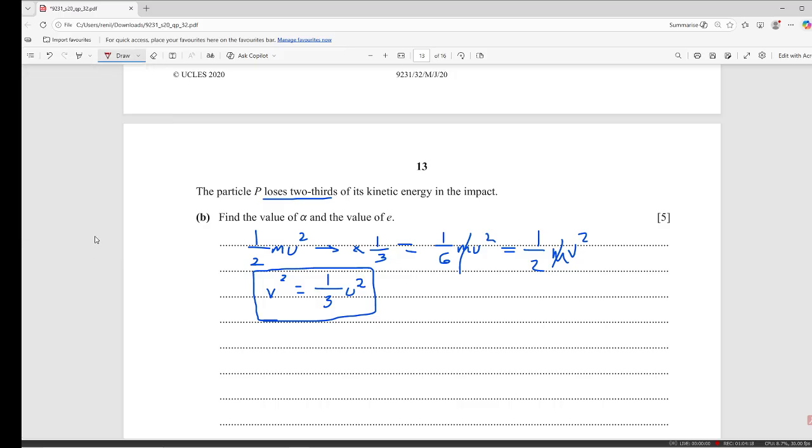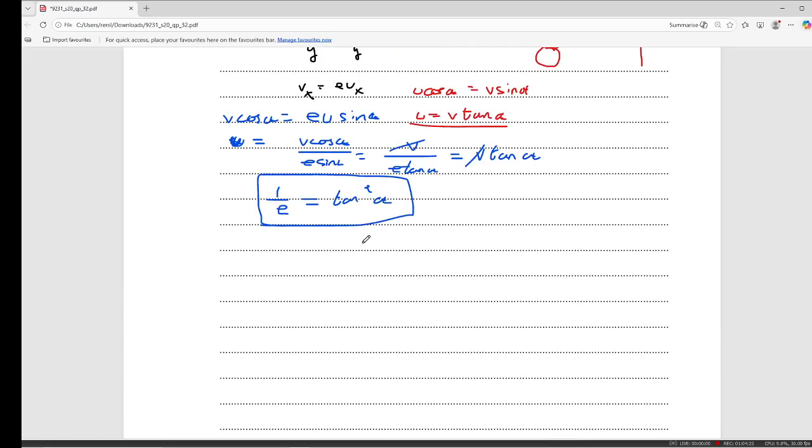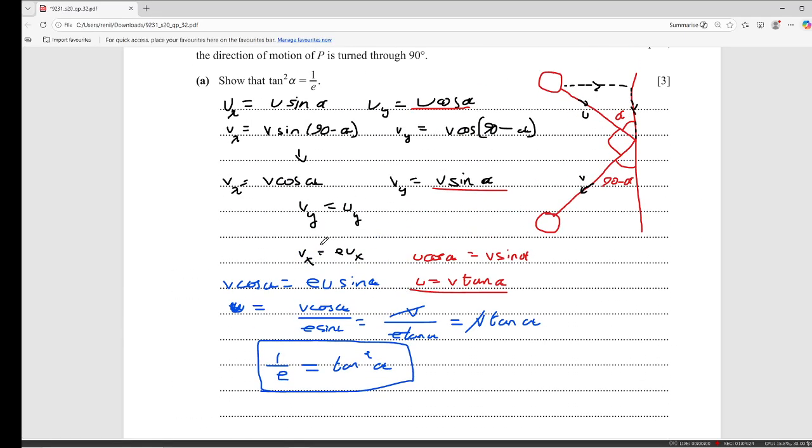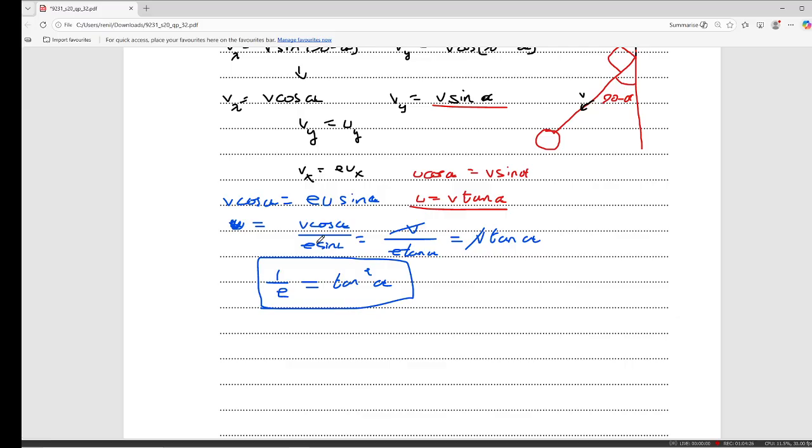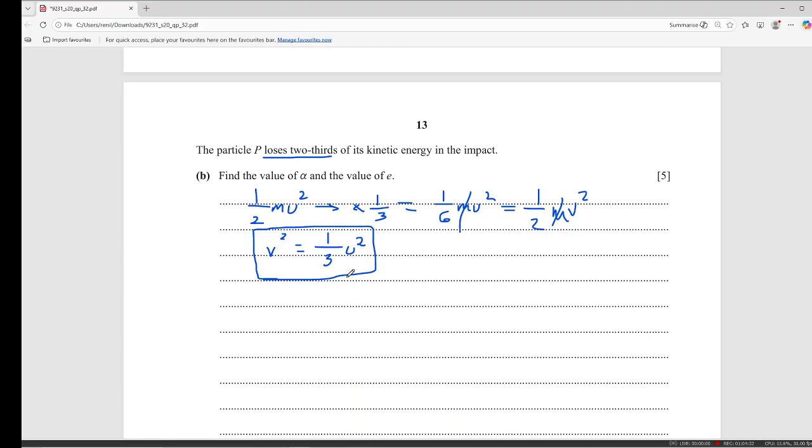Now let's move on. As a result of this, let's go back to our previous one, v cos alpha, this equation right here. v cos alpha equals to, well, let me see.